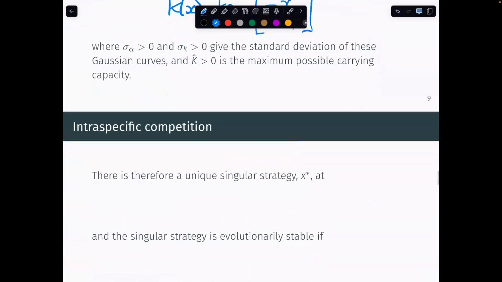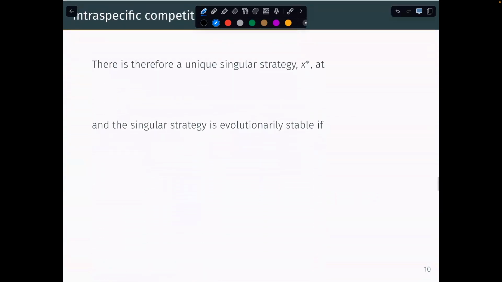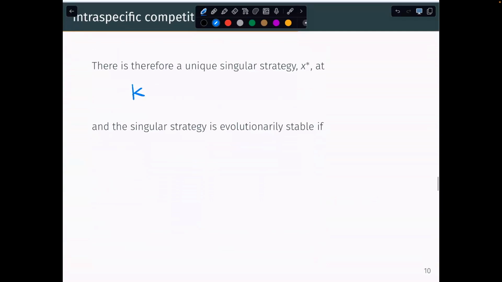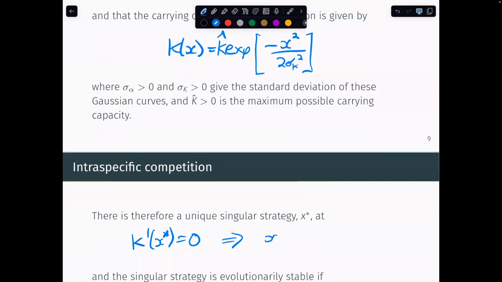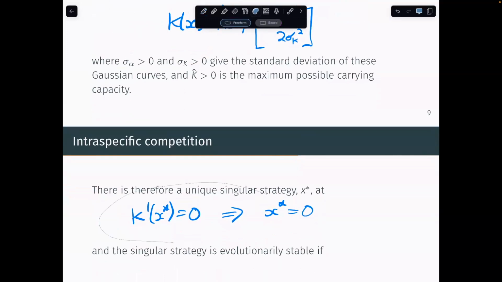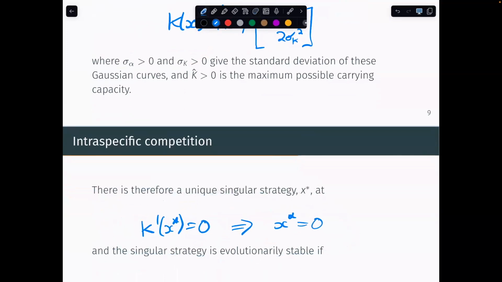Okay, so we know from the selection gradient that there's a unique singular strategy when k prime of x star is equal to 0. It should be pretty obvious if we were to take our derivative of this, we're going to end up with a 2x out the front. The derivative of this is only going to equal 0 when x is equal to 0. So we have one singular strategy here, x star is equal to 0. We know that this is convergent stable because of what we discussed earlier.